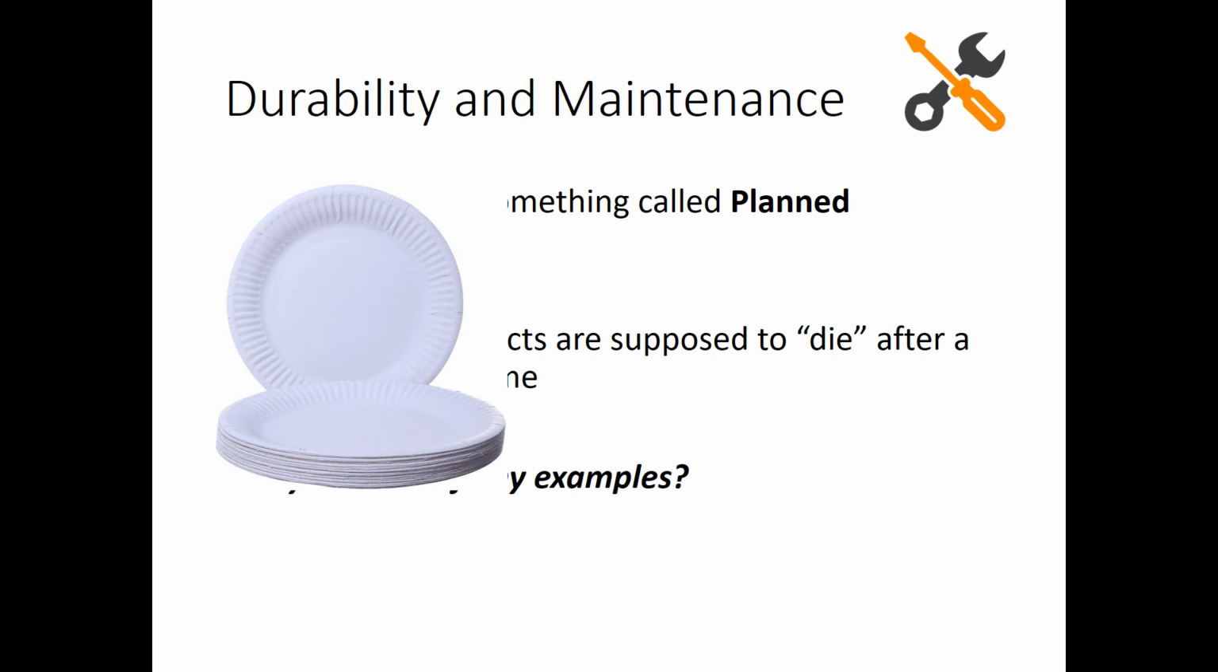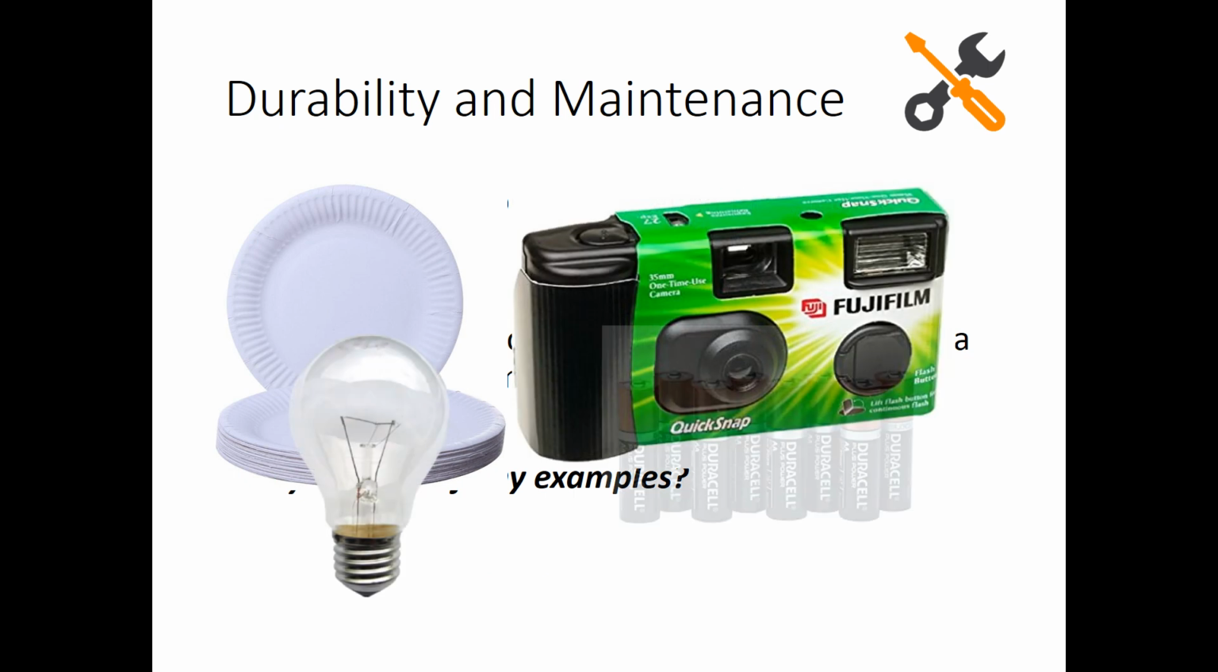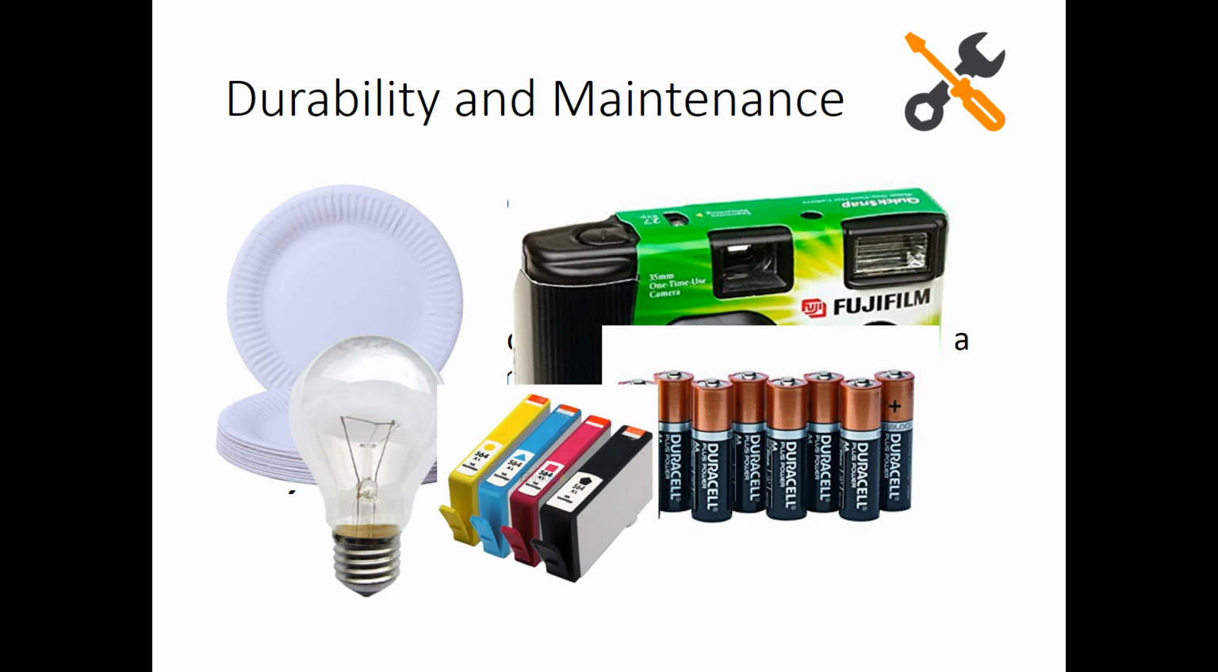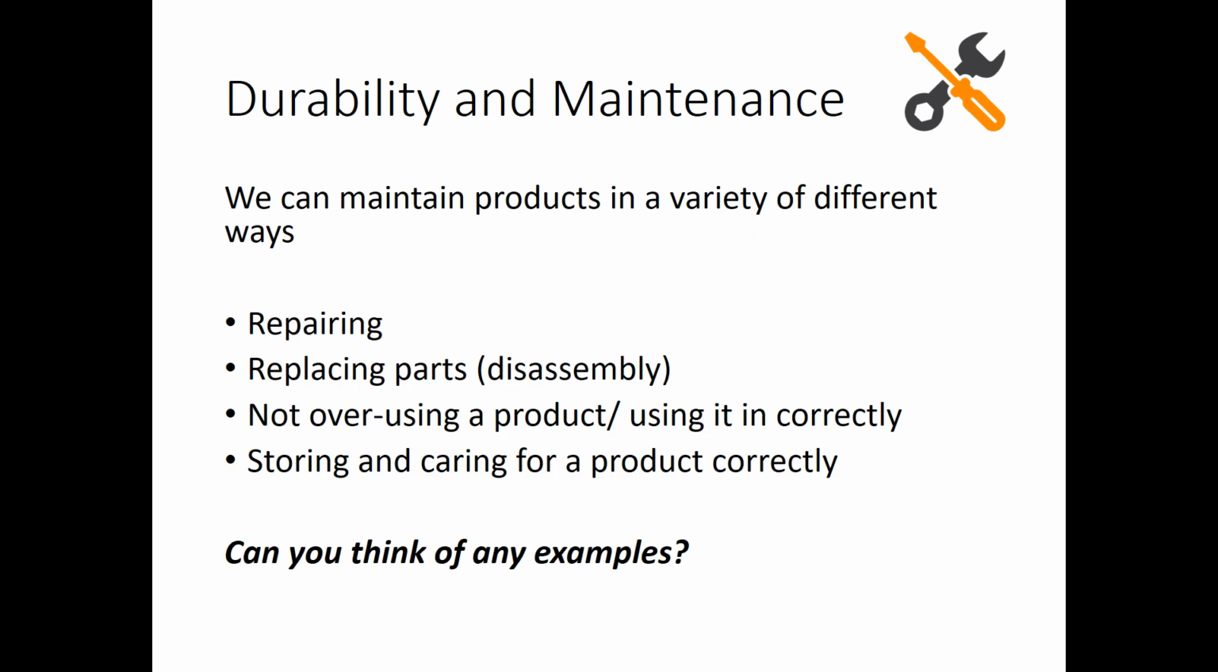So we've got some examples of planned obsolescence. We've got disposable plates, disposable cameras, batteries that after a certain amount of time we can't use again, light bulbs are the same, and also ink cartridges for printers. We can maintain products in a variety of different ways: we can repair them, replace parts through disassembly, not overuse a product, use it correctly, and store and care for the product correctly.